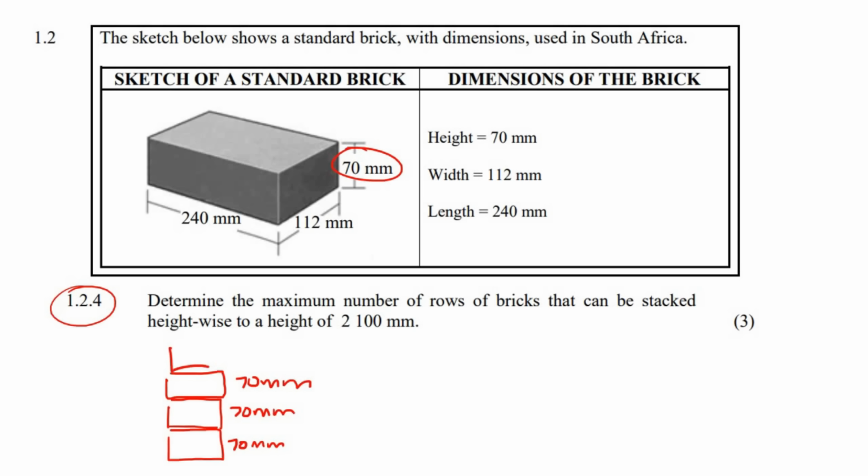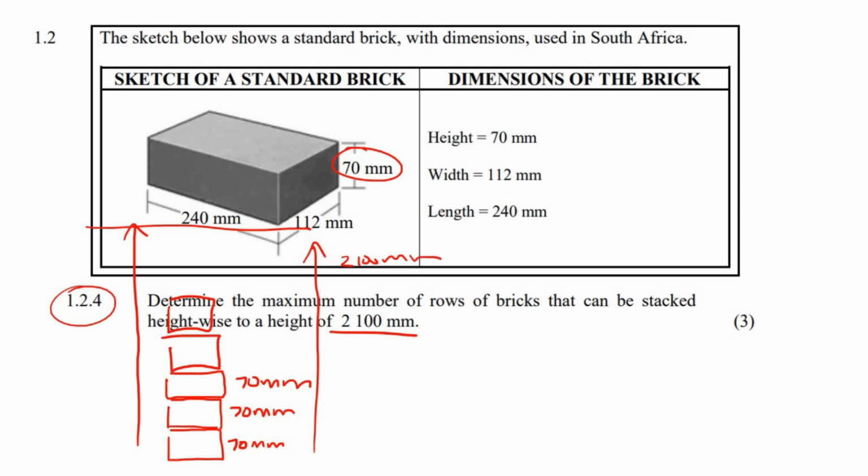They want to know how many bricks we can put on top of each other if the height is allowed to go all the way up to 2,100. Okay, so we can just say 2,100 divided by 70, and if you do that, you should get 30. So we could say 30 bricks. That means they could put 30 bricks on top of each other.